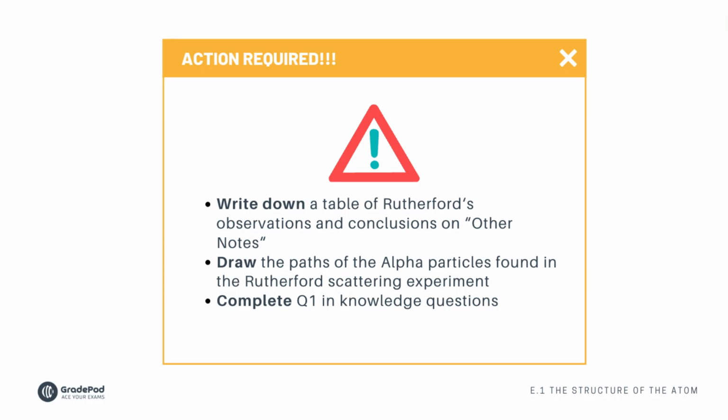So head to your revision note template and go to the other notes section. At this point, I'd write 2 columns in a table with 3 rows. Column 1 would be Rutherford's observations, column 2 would be Rutherford's conclusions, and the 3 rows would be the 3 observations and the 3 conclusions that he drew. You'd want to memorise these for the exams. Next, go to the common diagram section of your revision note template and draw the paths of the alpha particles that were observed in Rutherford's scattering experiment. Finally, complete question 1 in knowledge questions.